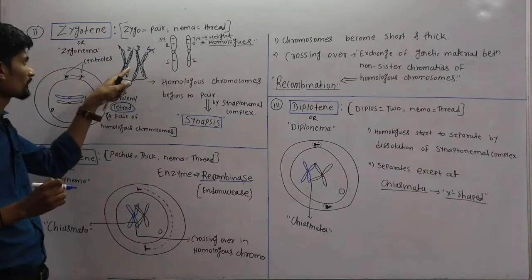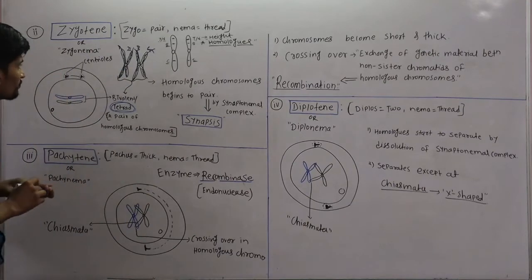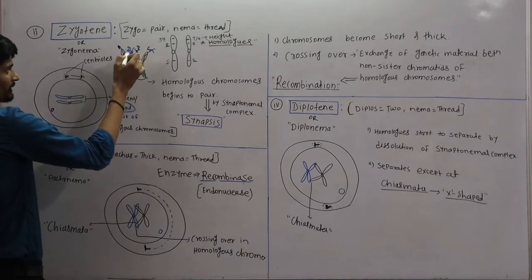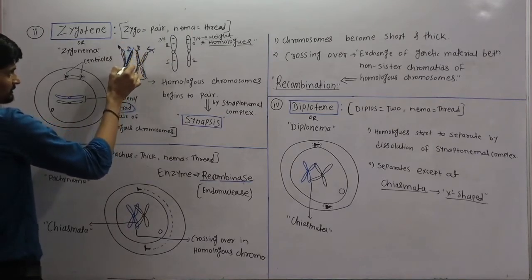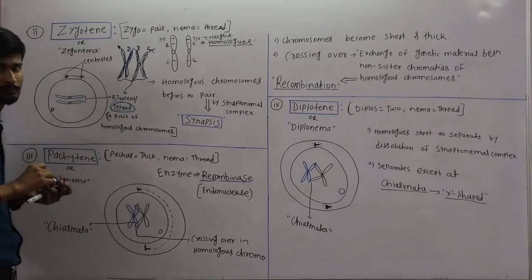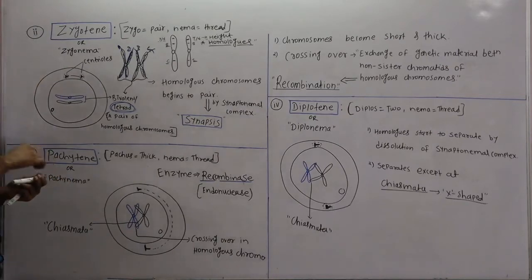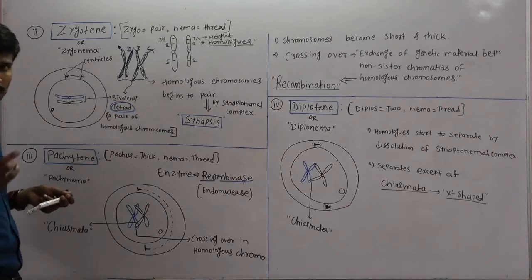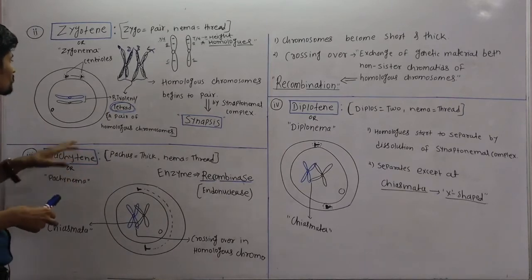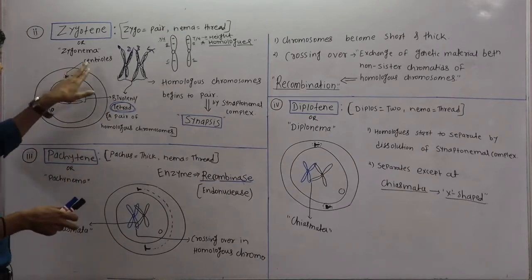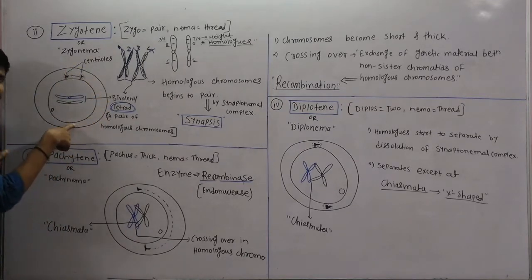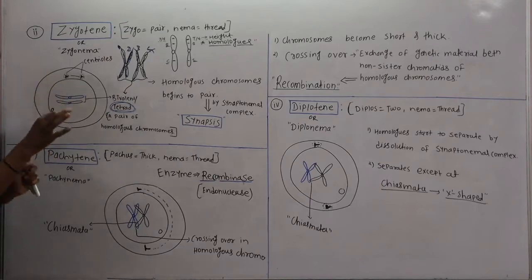So it will look like this. Because each chromatid, suppose this one chromatid has produced the second chromatid, due to the duplication of DNA, the same copy of DNA is produced and which forms another chromatid on the same chromosome. So this is the actual, and here the centrioles start to migrate towards the opposite pole. So this is the zygotene stage.